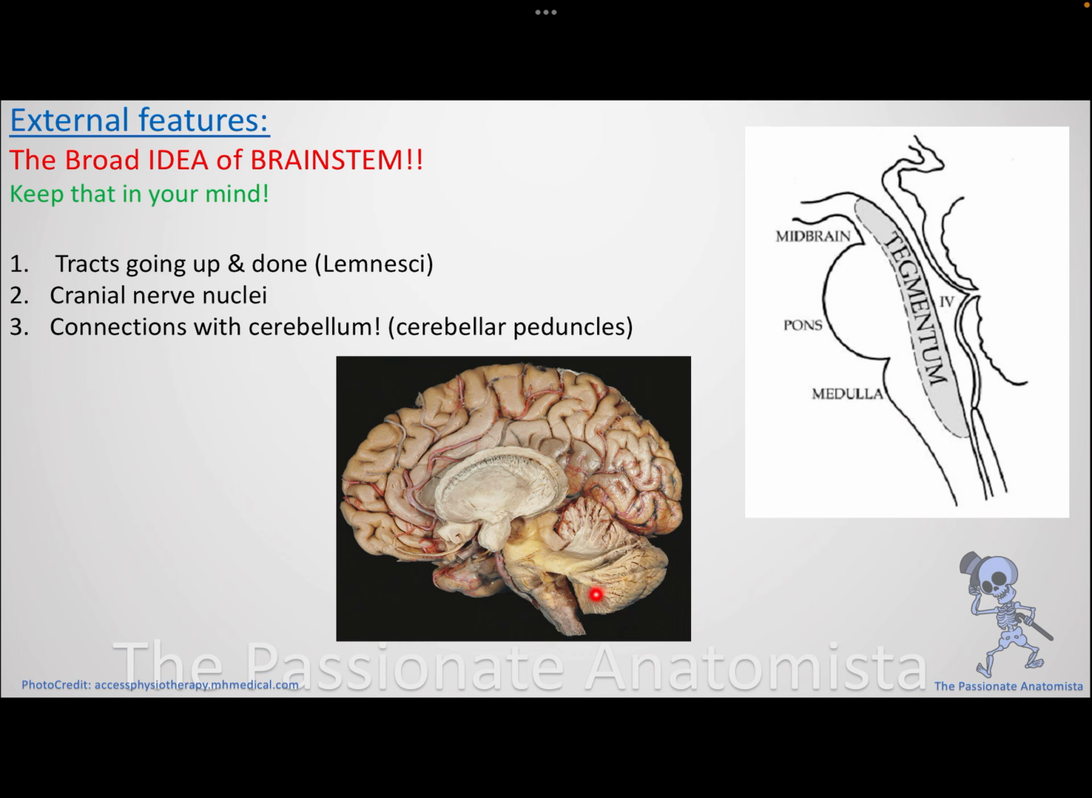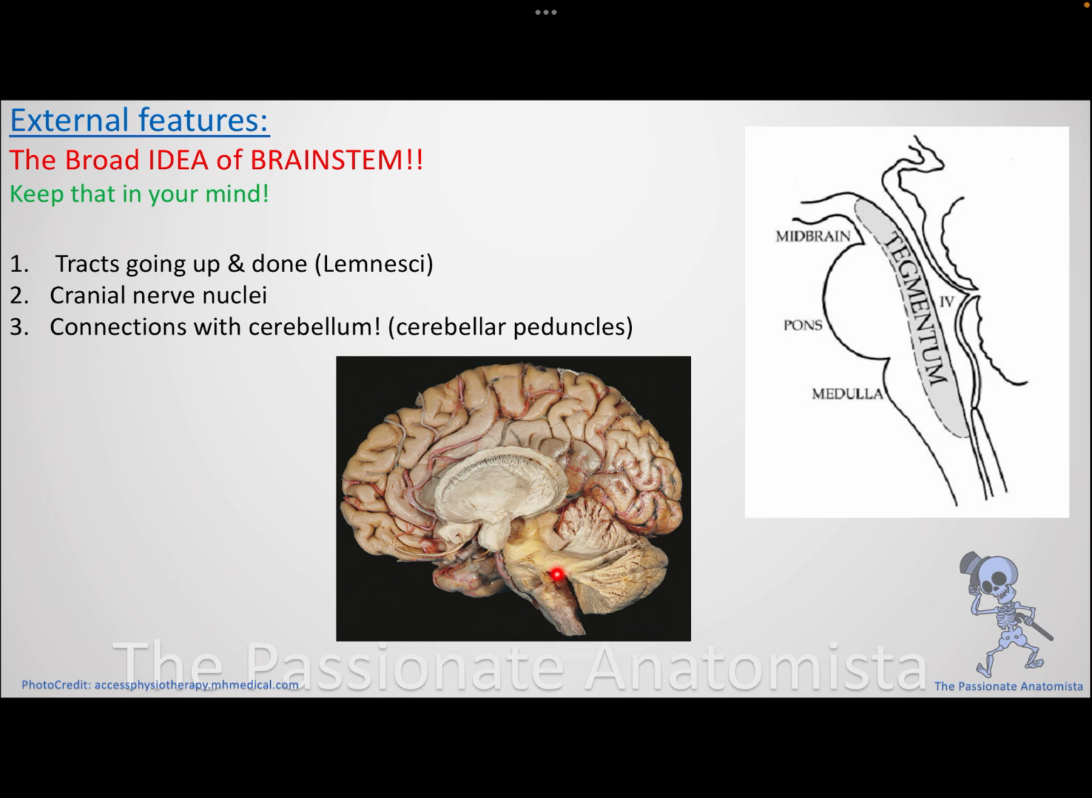And in the cerebellum video, we're going to talk about all the peduncles. We're going to talk about the inputs and outputs that go through the superior, middle, and inferior peduncles. We're going to touch on some of them in this video because they are related to the brainstem or the medulla. However, they're going to be explained in more interesting detail when we reach the cerebellum.